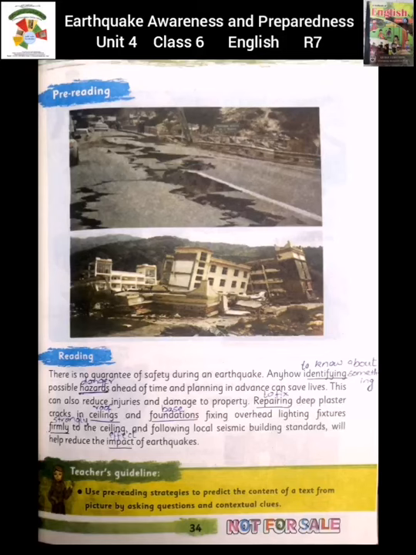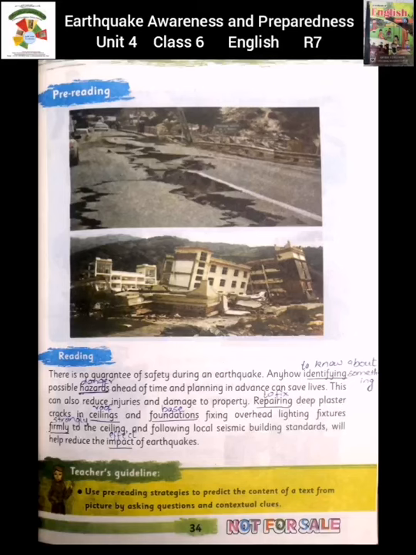There is no guarantee of safety during an earthquake. Anyhow, identifying possible hazards ahead of time and planning in advance can save lives. This can also reduce injuries and damage to property. Repairing deep plaster cracks in ceilings and foundations, fixing overhead lighting fixtures firmly to the ceiling, and following local seismic building standards will help reduce the impact of earthquakes.